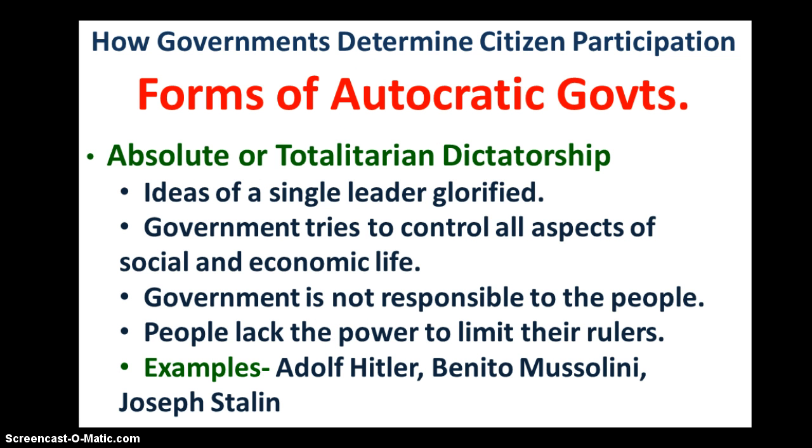So we have absolute or totalitarian dictatorship. Ideas of a single leader are glorified, and the people lack the power to limit their rulers. Again, Hitler, Mussolini, and Stalin. And we'll be studying them when we get into history.